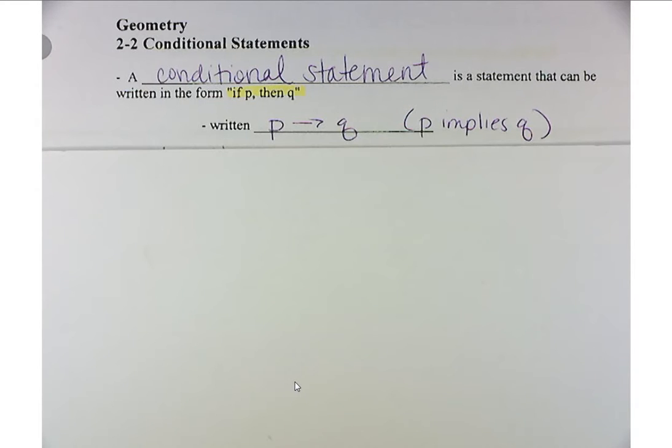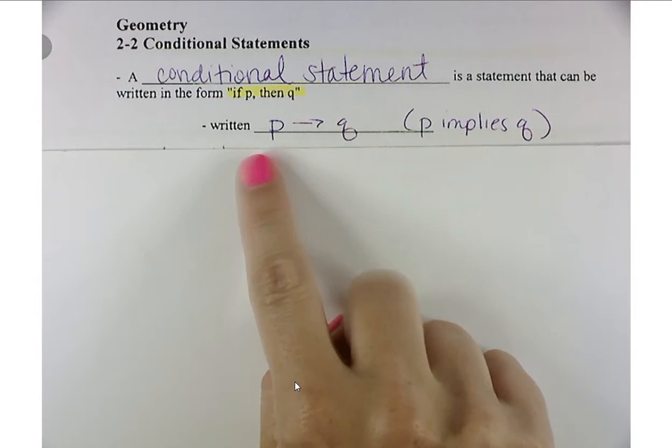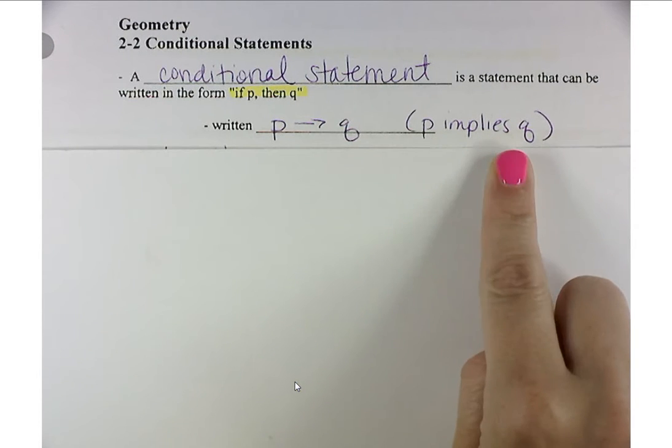So today we are going to learn about conditional statements. This is section 2.2. A conditional statement is a statement that can be written in the form if P then Q. A lot of times you'll hear it in if-then form. Another way that you can write that is P, and then you have an arrow to Q. And what that means is P implies Q.